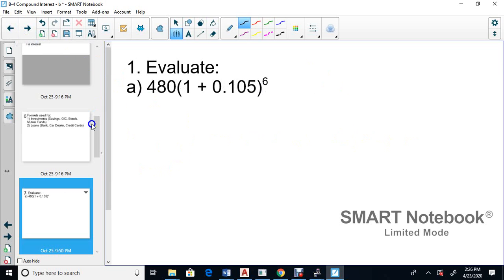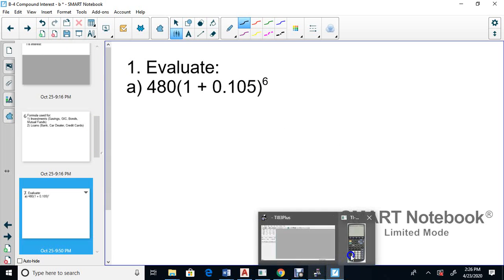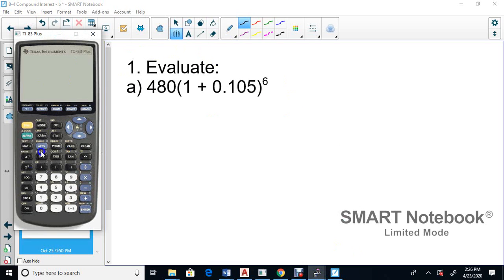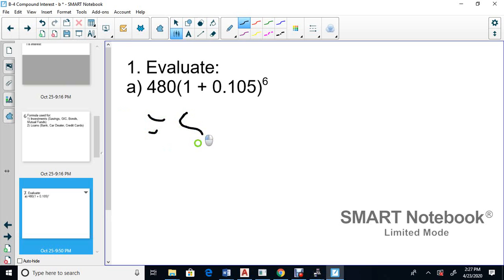Okay, let's show you how to work this on the calculator. So I'm going to bring up the calculator and show you how I do this. I can put all this in a calculator. I'm going to turn this calculator on and clear it. And we're going to put 480, bracket, 1 plus 0.105, close the bracket, and I have an exponent key. Hopefully you have your exponent key. It's right here. Sometimes it's x to the y or y to the x. 6. And then I enter, and I get 873.81. So it's more calculator work. So it's 873.81.